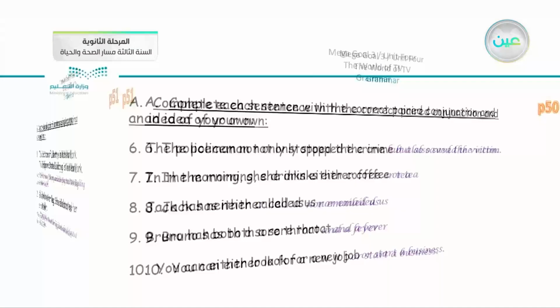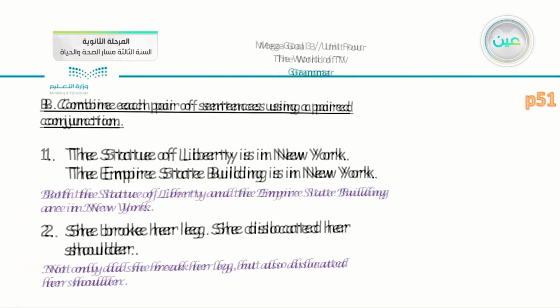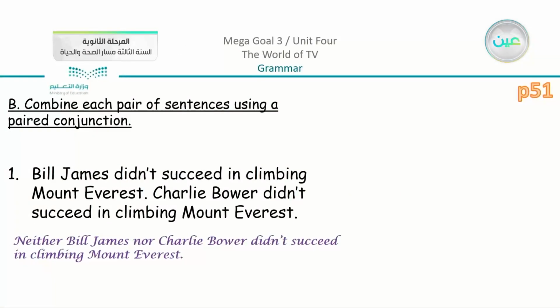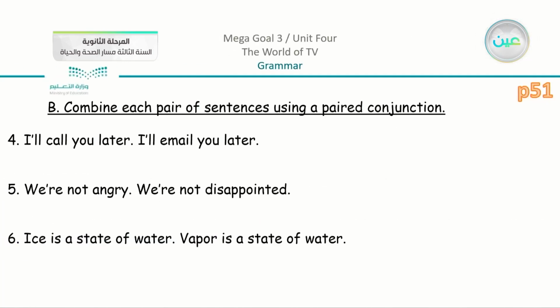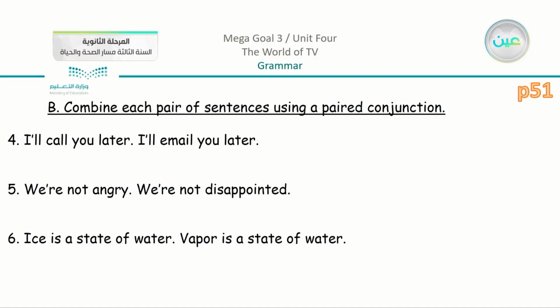Now moving on to the second exercise, on page number 51, we have the exercise: combine each pair of sentences using a paired conjunction. If you recall, we did the first 3 parts of the exercise. Now we are going to move on and see what we have left. We have number 4: I'll call you later, full stop. I'll email you later.